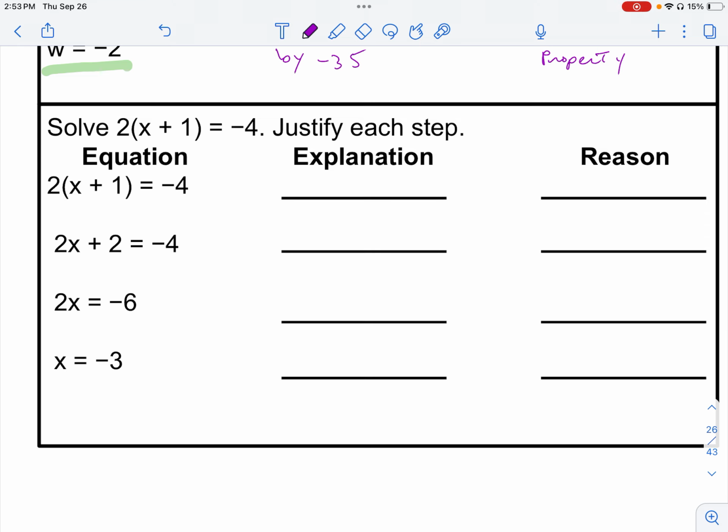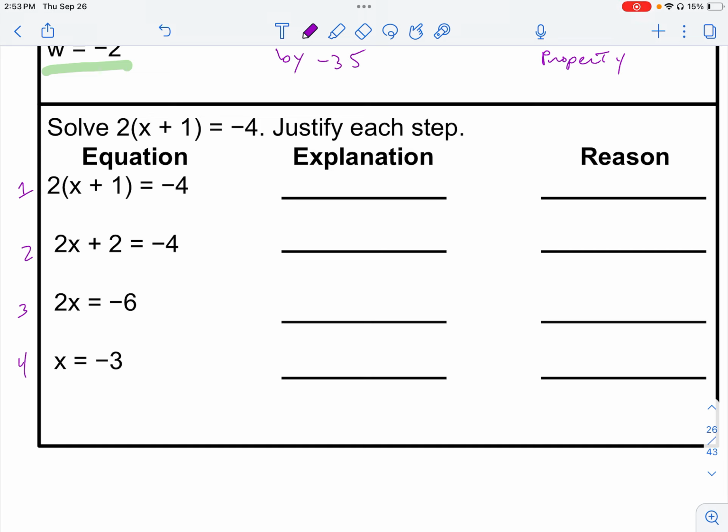All right, so this next example, I've done the same exact thing. We laid out where the things that are going to happen. We just need the explanation and the reason. Go ahead and pause the video, work it out, and then I will show you the answers once you are done.